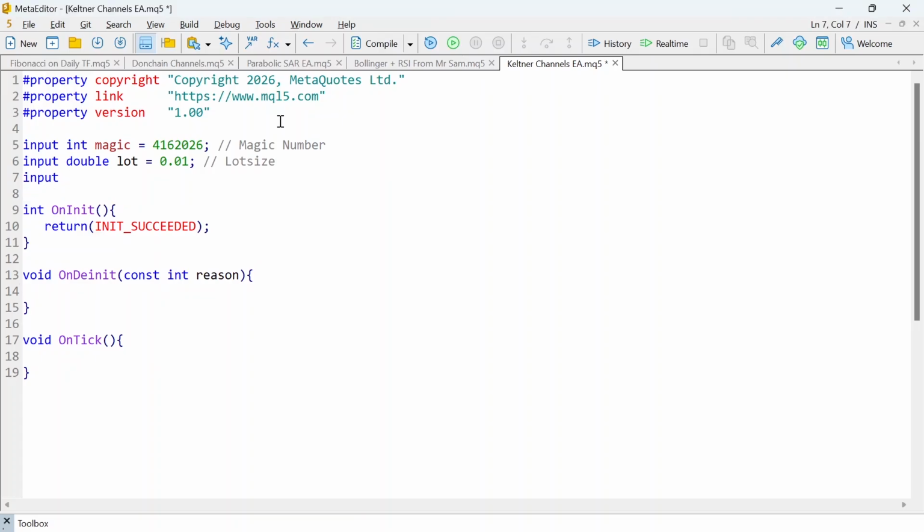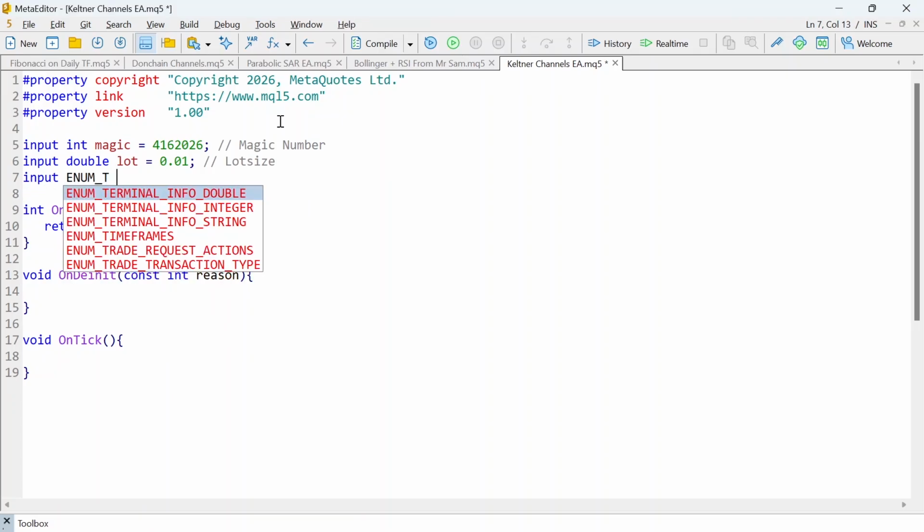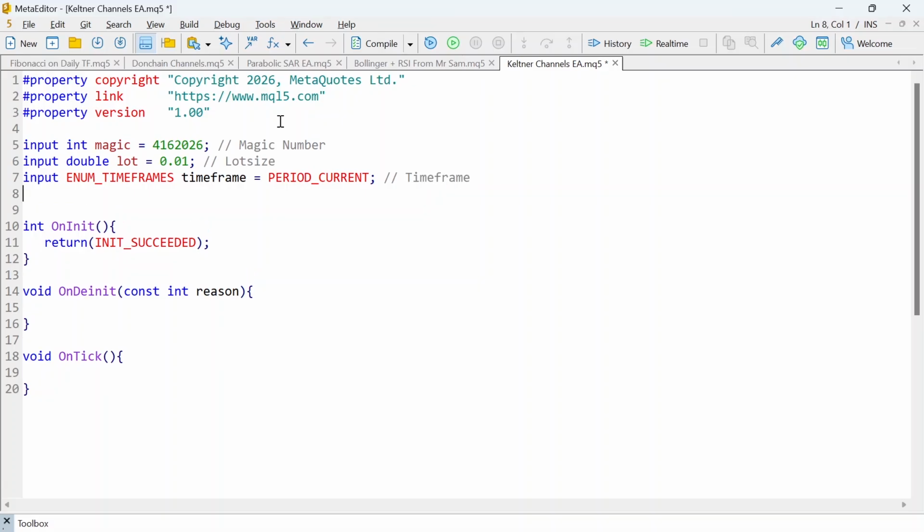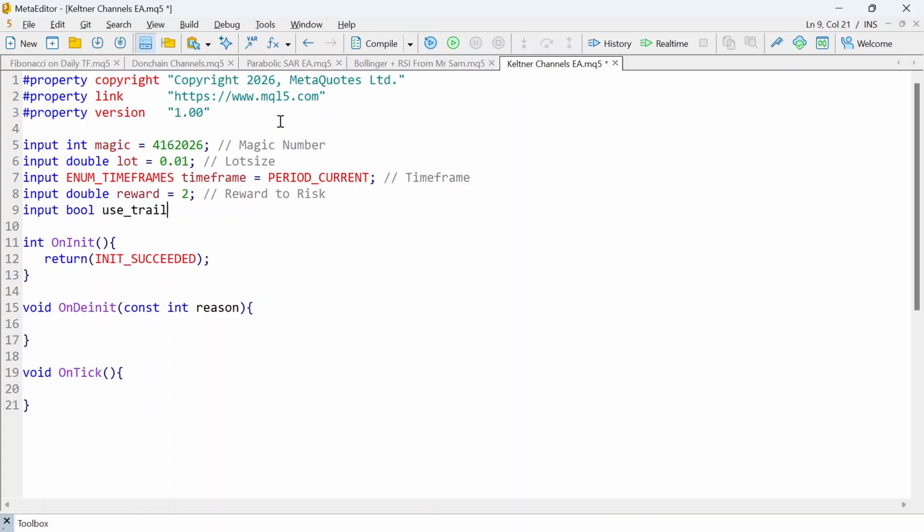Then what else do I need? I need to know the best time frame to use this particular strategy on, right? So I'll make it available so that I'll be able to backtest, so that I'll be able to optimize for this. So I'll say time frame. Then what should be my reward to risk? In the case where I want to use reward to risk, or I want to trail, I'll be able to specify reward to risk. Then do I want to trail, right? So I'll say true by default. Use trailing.